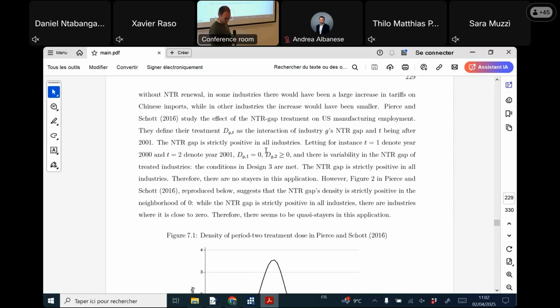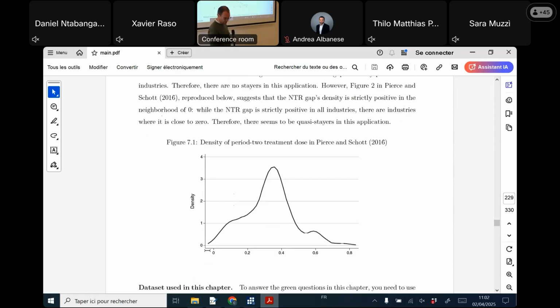But when they plot the density of the potential tariff spikes that are being eliminated by the reform, you see that the estimated density is strictly positive at 0, which suggests that we do have quasi-stayers. We do have industries where the tariff spike eliminated by the reform, the treatment, is local to 0.